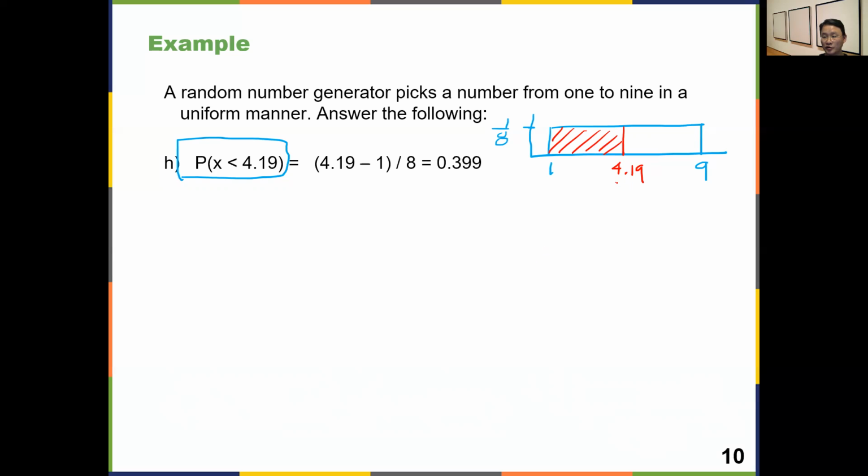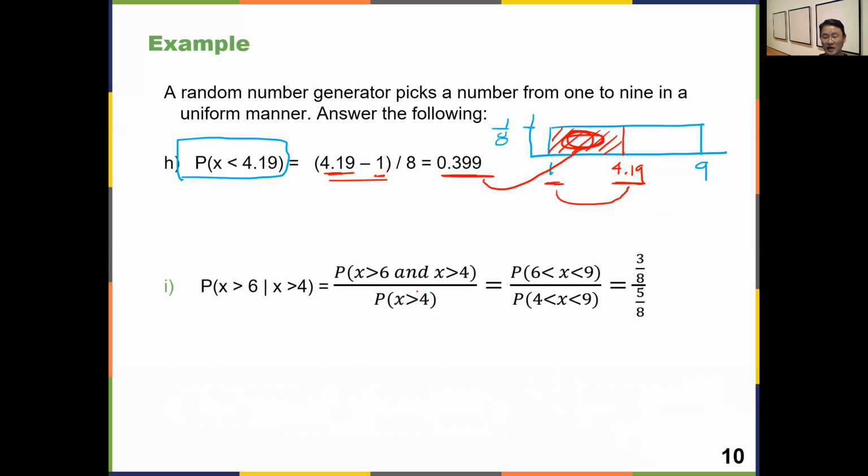So what's my upper number? Again, 4.19. What's my lower number? It's going to be 1, because it's not going to go less than 1, since that's the lowest possible number. So put it in, which will give me this distance, I guess 3.19 altogether. Divide by 8 because we are multiplying by 1/8, same effect, and that's what we get right there. That is going to be this area right there.